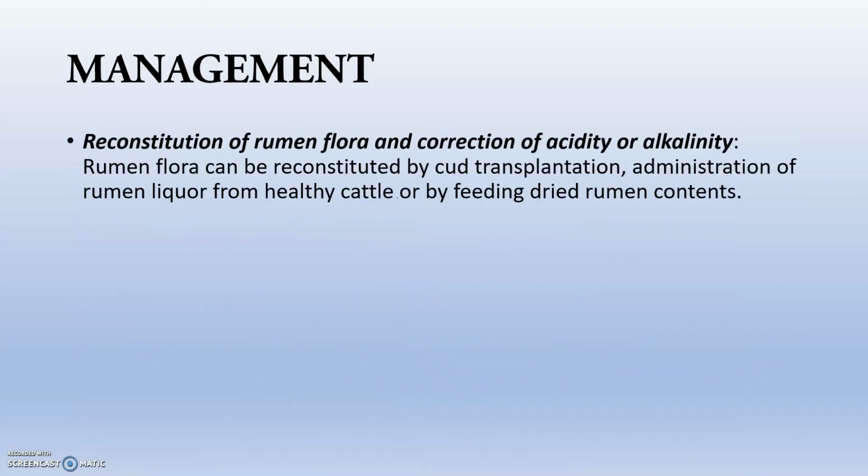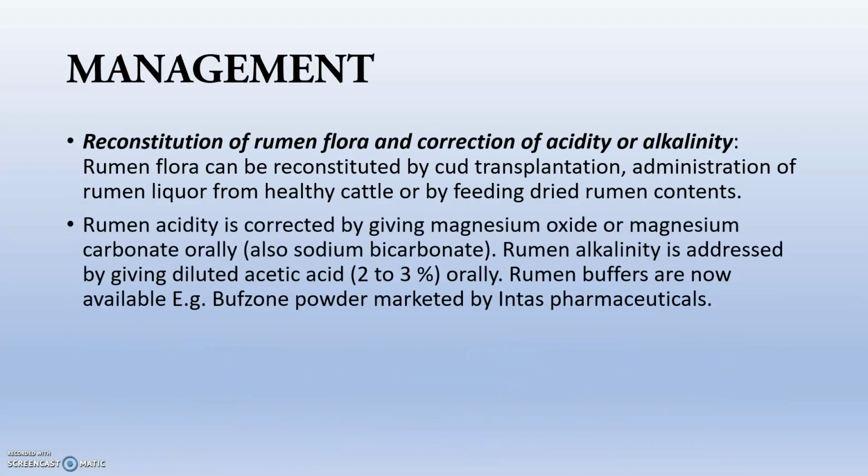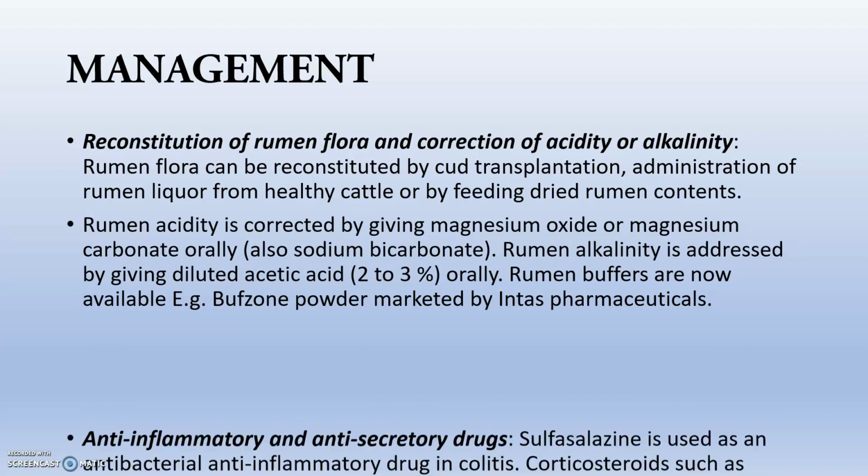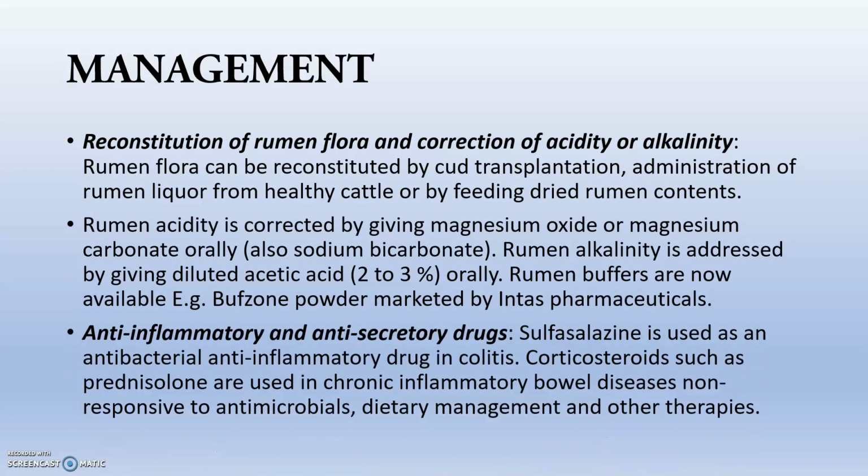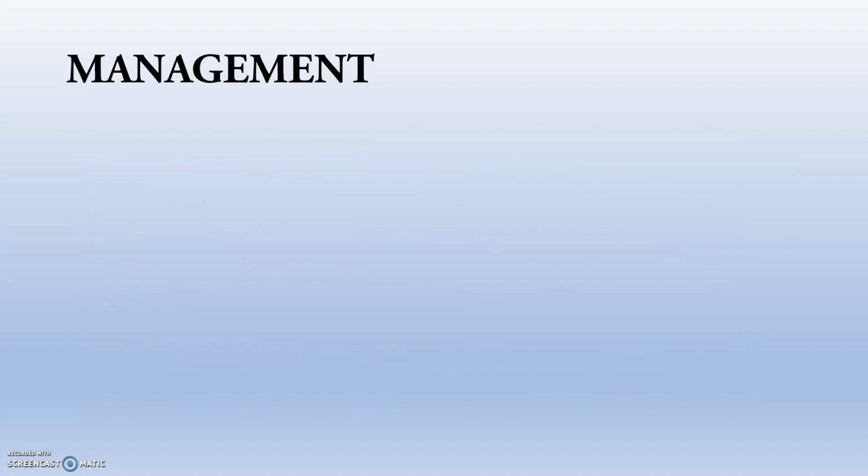Next is reconstitution of rumen flora and correction of acidity. Rumen acidity should be corrected by giving magnesium oxide or magnesium carbonate orally. Next we go for anti-inflammatory and anti-secretory drugs. Sulfasalazine is used as an antibacterial anti-inflammatory drug in case of colitis. Corticosteroids such as prednisolone are used in chronic inflammatory bowel disease that is non-responsive to antimicrobials.